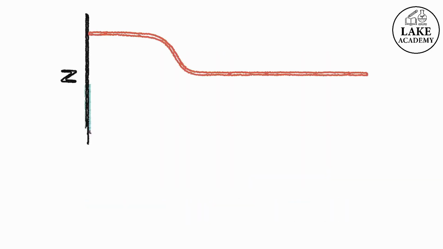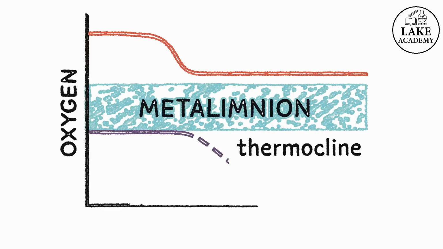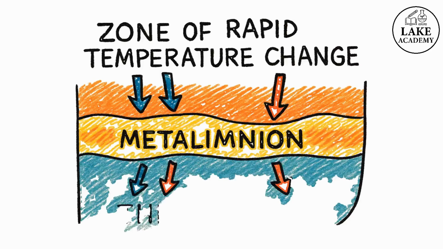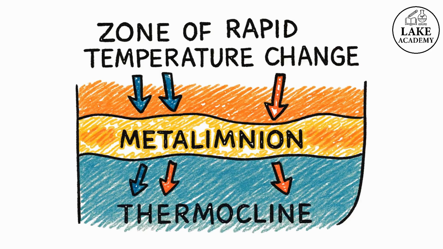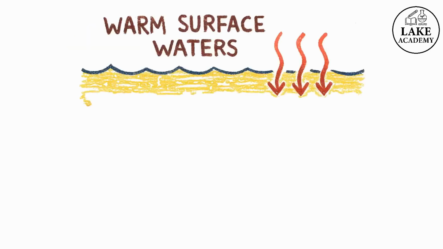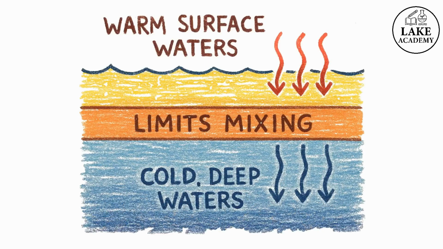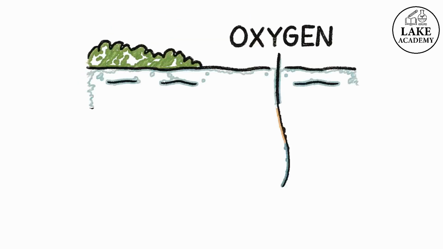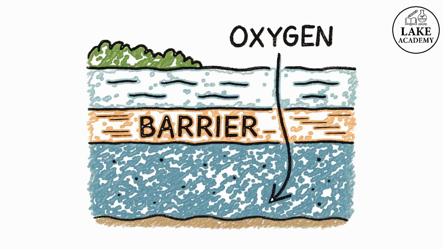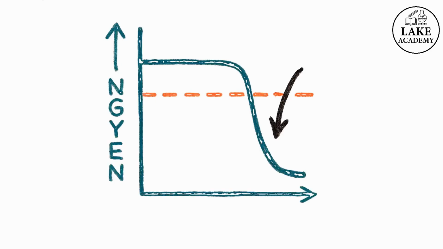As we go deeper, we hit the middle layer, the metalimnion, which contains the thermocline. This is a zone of rapid temperature change, and it acts like a powerful barrier. Think of it like a lid on the bottom half of the lake. It dramatically limits mixing between the warm surface waters and the cold, deep waters. Because of this barrier, oxygen from the surface has a hard time reaching any further down. On our graph, this is where the oxygen line often begins its steep descent.